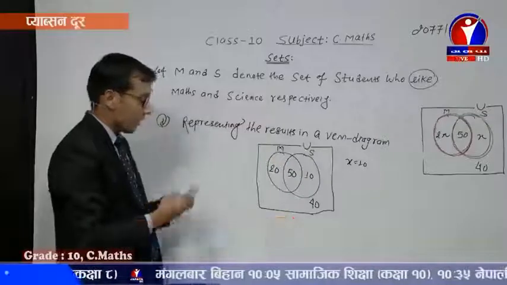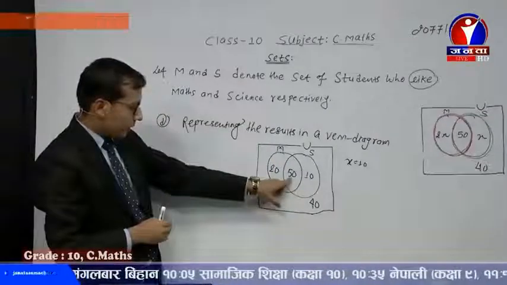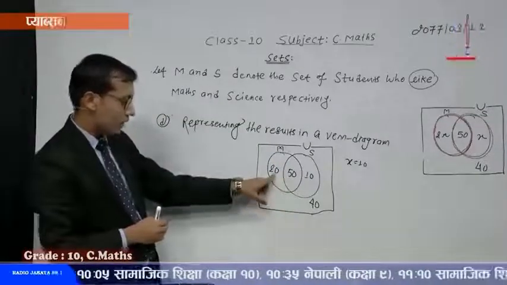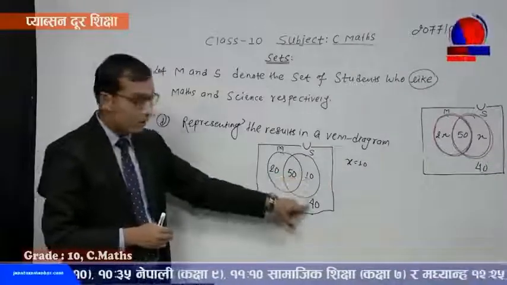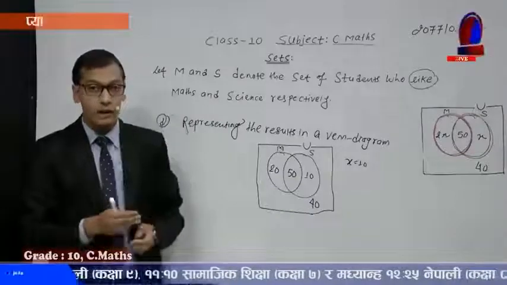Now if we add all these numbers, we will obtain total n of U. Let's check. 50 plus 20 is 70. 70 plus 10 is 80. So 80 plus 40 is 120, which is n of U.